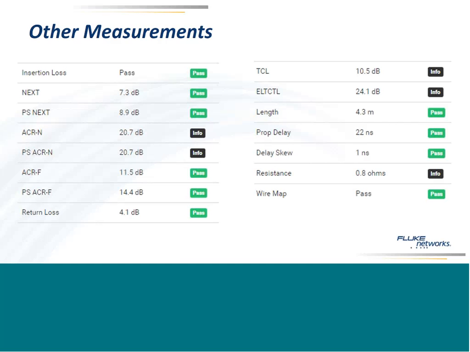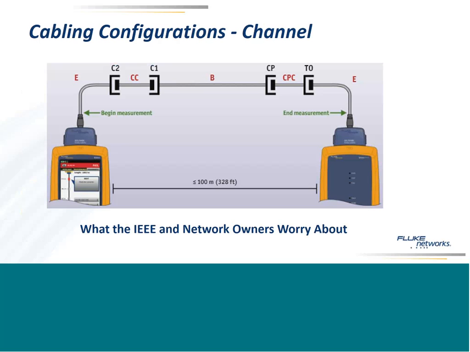Transverse conversion loss is one for the more advanced class. We'll skip over that right now. Just make sure your tester can check it and make sure it's okay. So those are all the measurements we got.